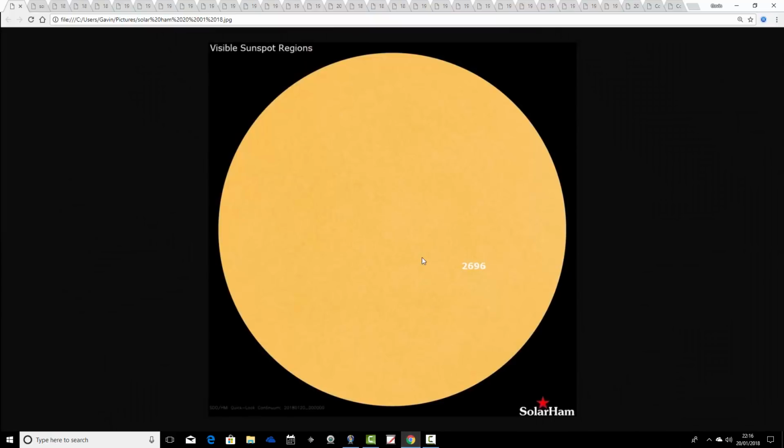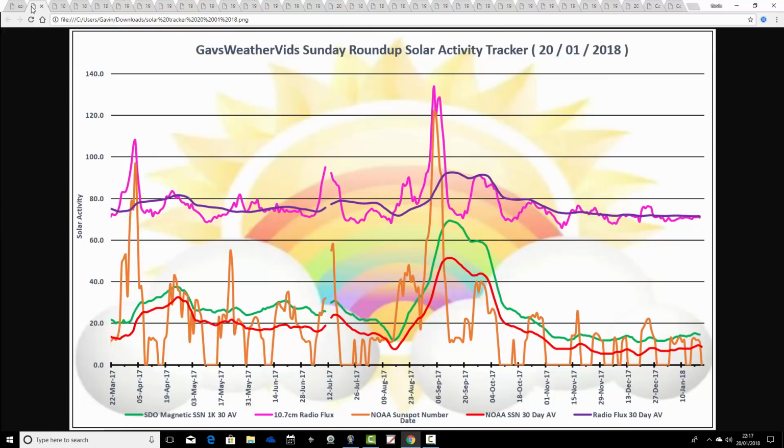So, as I said, we're going to look at solar activity for part 1 of our spring 2018 analogues. This is the solar disk from solarham.net today, just to prove that we are now at a very low level of solar activity, with just one sunspot showing up there. Have a look at the GWV solar tracker. This will be featured in the Sunday Roundup, but you get a little sneak peek of it for this analogues update. So you can see we are at a very, very minimal level of solar activity now. This is where we are right now.